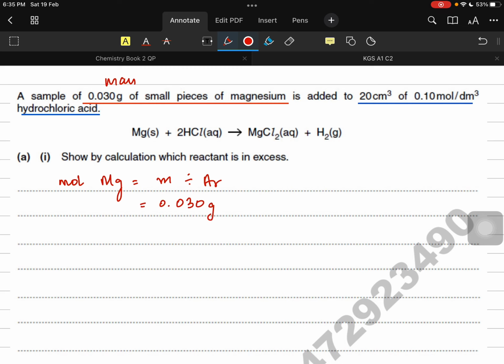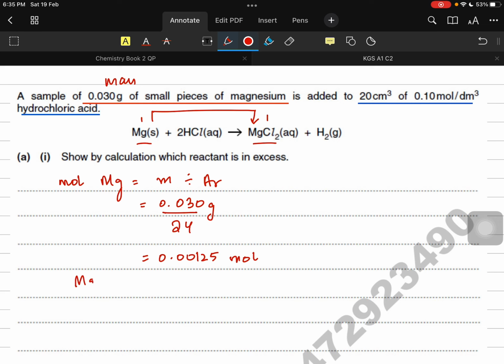0.030 gram divided by the atomic mass of magnesium, which is 24. So 0.030 divided by 24 gives 0.00125 mole magnesium. We have the ratio between magnesium and the products. You can choose any product, whether hydrogen or magnesium chloride. I am going for magnesium chloride. So the ratio here is 1:1.